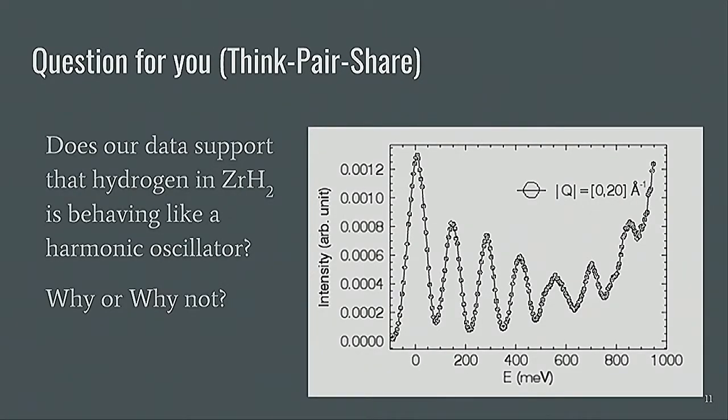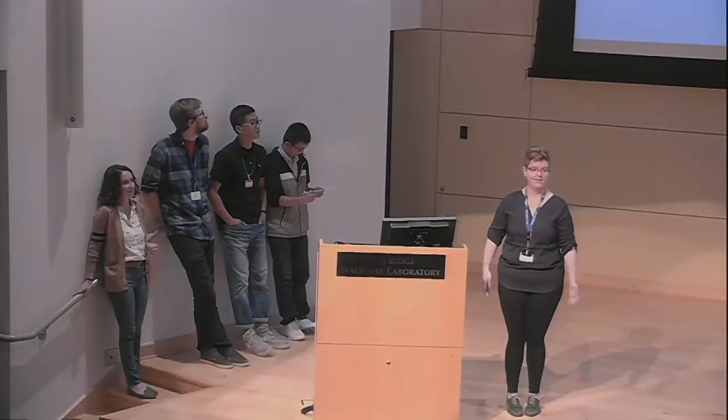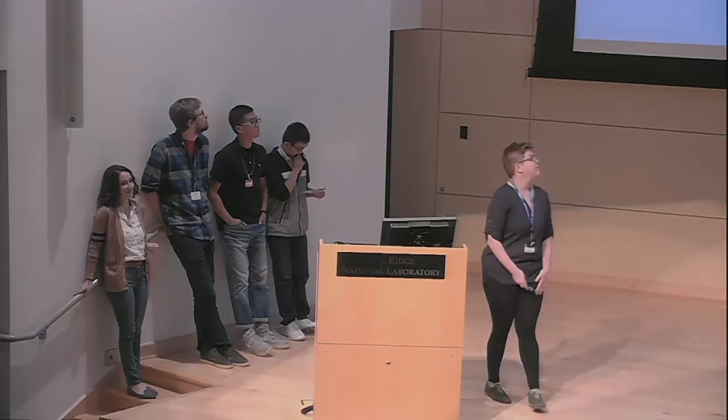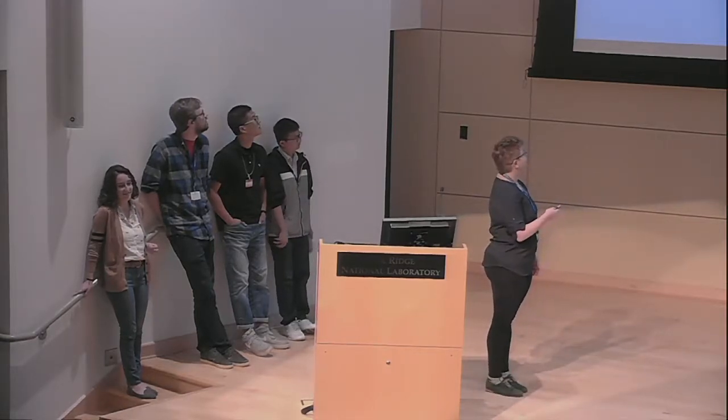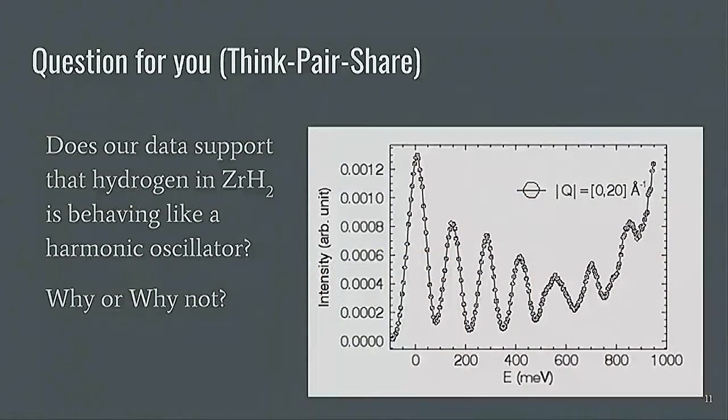Thanks. So now we're going to turn this around to you, actually. We're going to do something called an active learning exercise. It's called Think, Pair, Share. What we're asking you to look at is our data here. This is the intensity, and this is the energy. We're asking you to think about whether our data support hydrogen in zirconium hydride behaving like a harmonic oscillator. I'm going to ask you to think about it for about 10 seconds, and then turn to your neighbor and talk to them for about 20 seconds about whether you think it is or is not a harmonic oscillator and why. So take about 10 seconds to think.